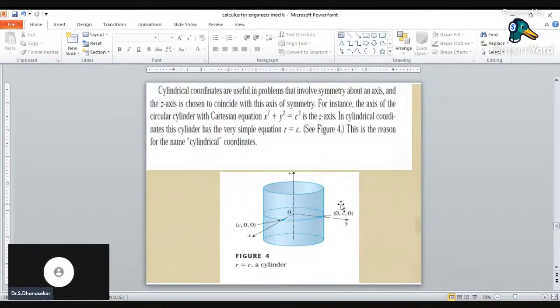Cylindrical polar coordinates. Now, where can you apply cylindrical coordinates? Cylindrical coordinates are useful in problems that involve symmetry about an axis, and the z axis is chosen to coincide with the axis of symmetry. If I have an axis here and it is symmetric about that axis, this place and this side will be the same. Then you can apply cylindrical polar coordinates.